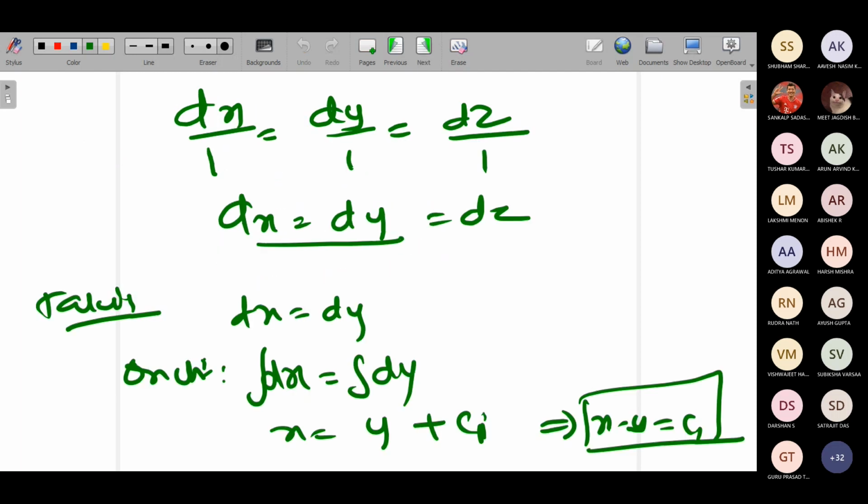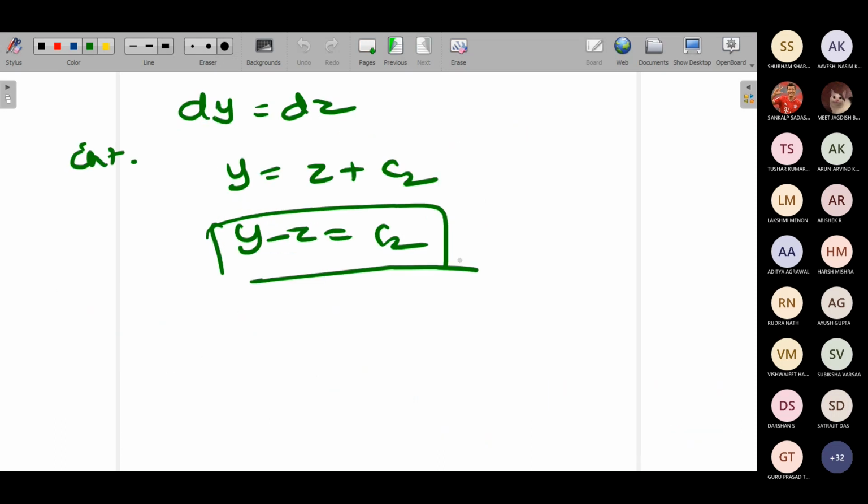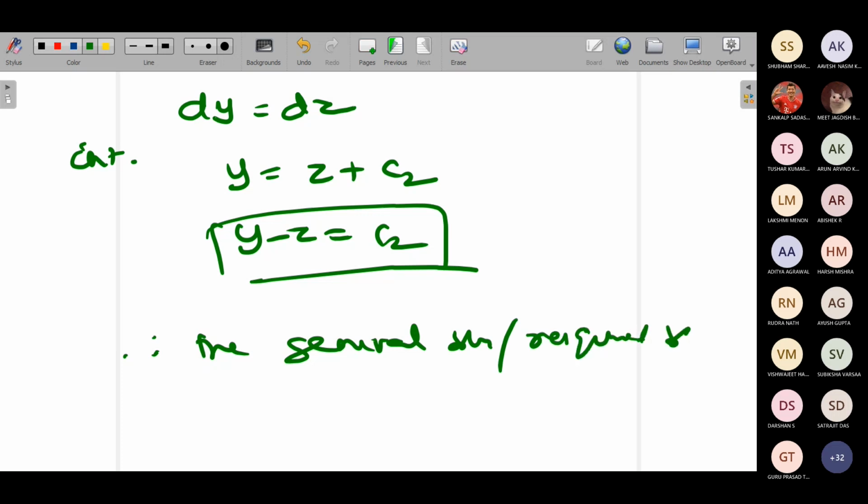So this is like u equal to x minus y, and v equal to y minus z. Therefore the required general solution is given in terms of these.